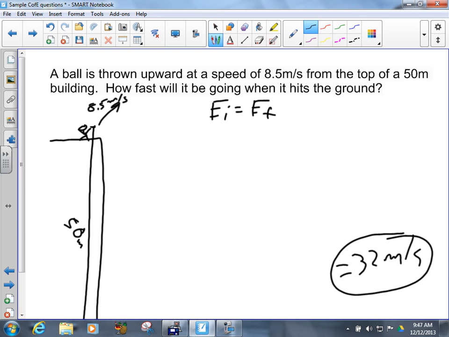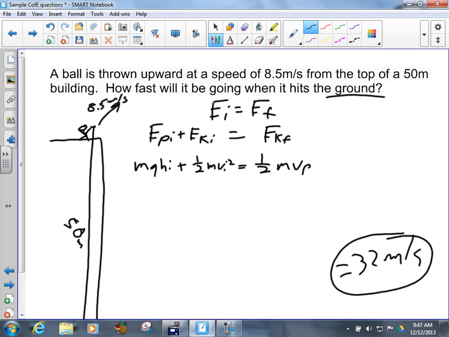EI equals EF. Now, at the beginning, obviously we're above the ground and we're moving, so we have both kinds of energy. What about at the end? We don't have any potential because we're hitting the ground. Height is 0, so we'll just write EKF here. All right, so we plug in our formulas: m times g times hi plus 1/2 m vi squared equals 1/2 m vf squared.